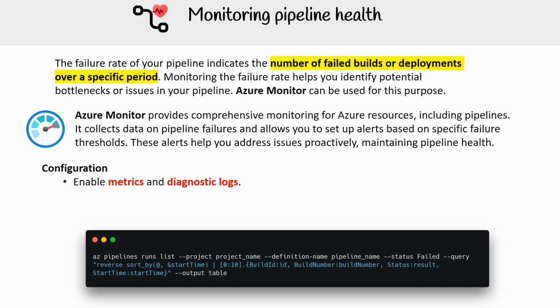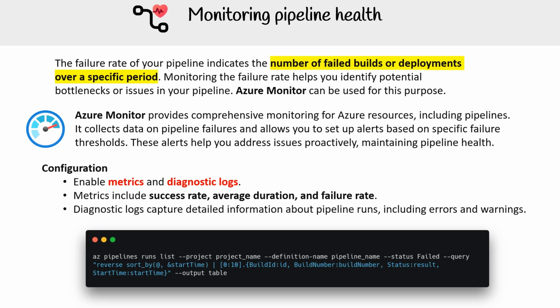Configuration: enable metrics and diagnostic logs. Metrics include success rate, average duration, and failure rate. Diagnostic logs capture detailed information about pipeline runs, including errors and warnings. Here's an example of how you can enable Azure Monitor for a pipeline.